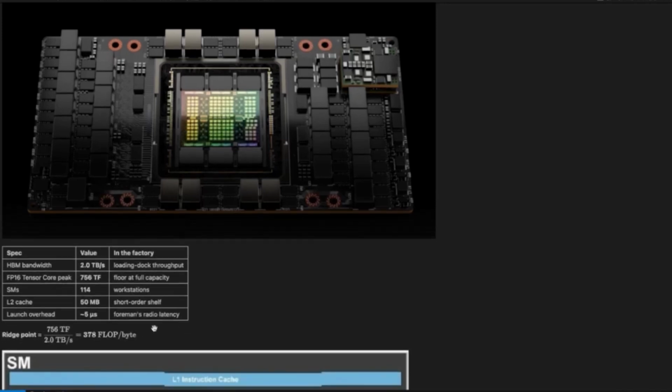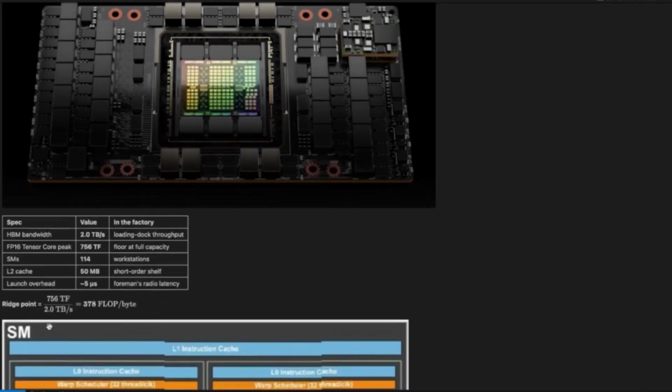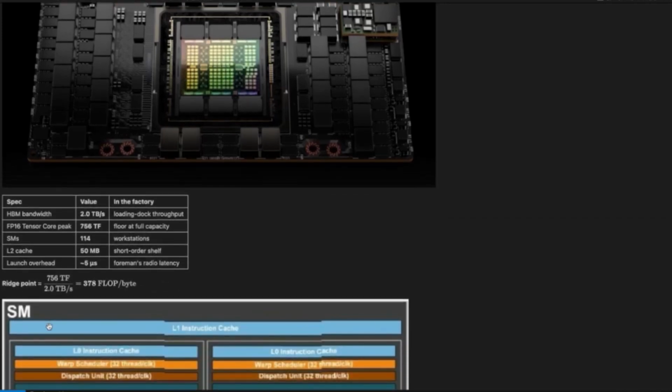There's also another important number here, called the ridge point, which I'll come back to towards the end of the talk. It's the peak flops divided by the peak bandwidth, which is 378 flops per byte. That is essentially where the memory ceiling and the compute ceiling meet. I'll come back to this number again towards the end of the talk.